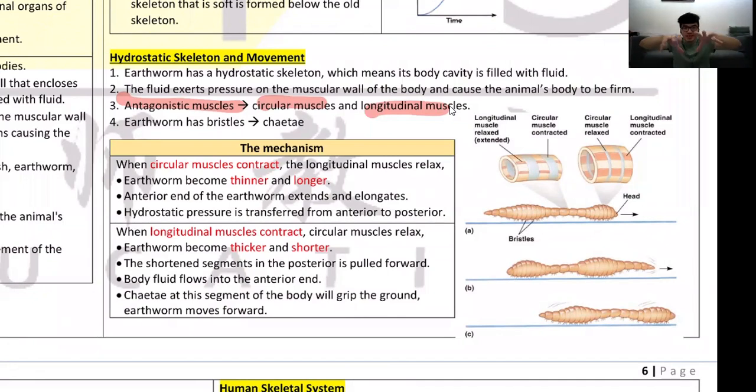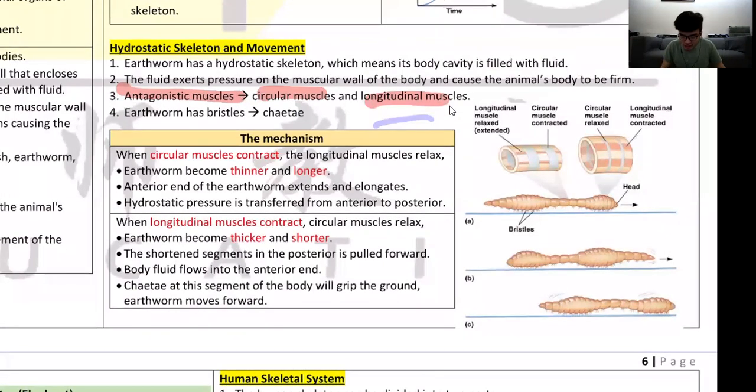Circular muscle is to squeeze the worm. When I squeeze it, this thing becomes long and thin. Then the longitudinal muscle is like the balloon itself, which is elastic. When it contracts, it becomes shorter and thicker. When the longitudinal muscle contracts, your balloon will be pulled shorter. When it relaxes, it will be longer. So we have two muscles here: circular muscle, which is the squeezing muscle, and longitudinal muscle, which is the balloon. They work in opposite.